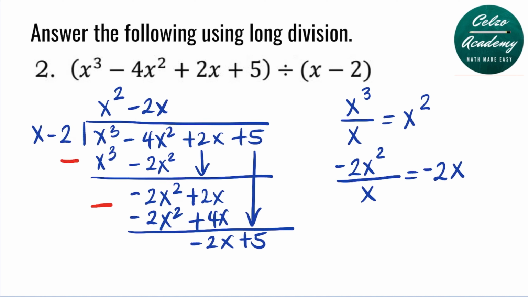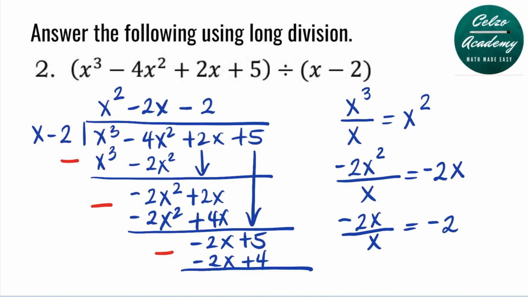Repeating the process, we're dividing the first term, negative 2x, by the first term of our divisor, x. x and x will cancel out, so the answer is negative 2. So for the answer, we have minus 2, and then we multiply the divisor x minus 2 by negative 2. Negative 2 times x is negative 2x. Negative 2 times negative 2, we have plus 4. So now we're subtracting. Negative 2x minus negative 2x is 0. 5 minus 4 is 1, and 1 here is the remainder.